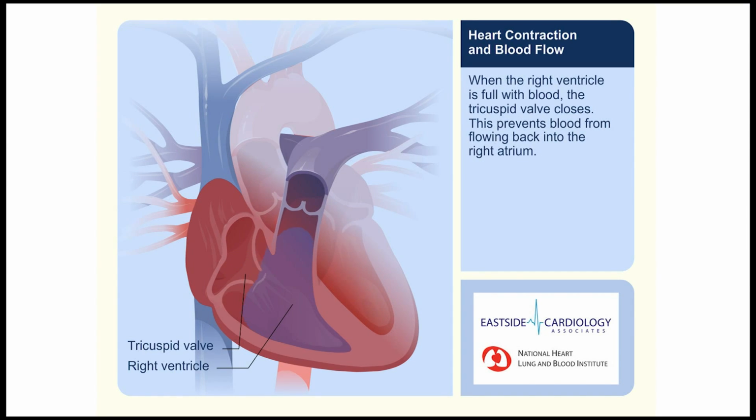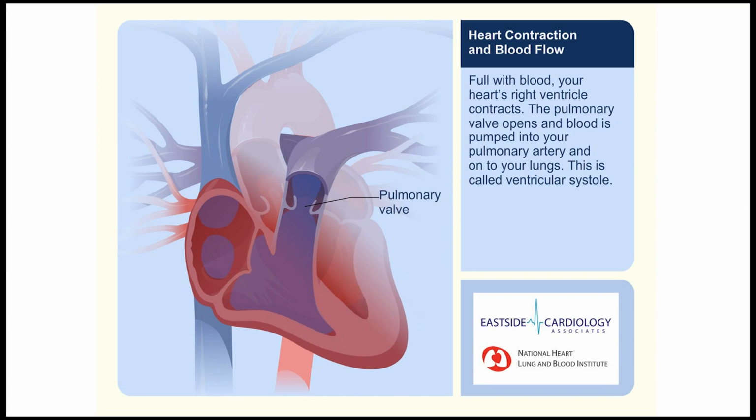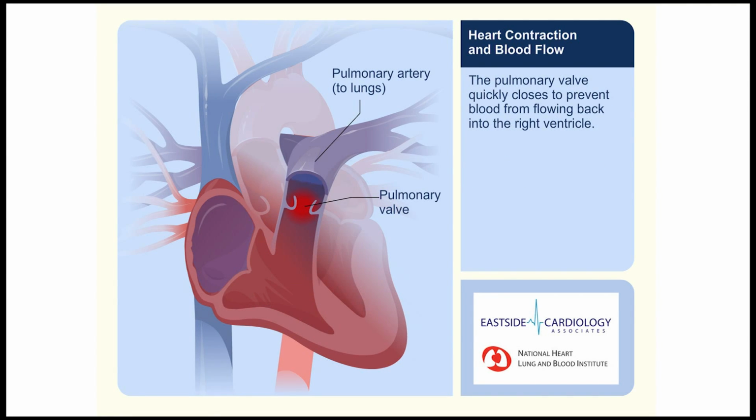When the right ventricle is full with blood, the tricuspid valve closes. This prevents blood from flowing back into the right atrium. Full with blood, your heart's right ventricle contracts. The pulmonary valve opens and blood is pumped into your pulmonary artery and onto your lungs. This is called ventricular systole. The pulmonary valve quickly closes to prevent blood from flowing back into the right ventricle.